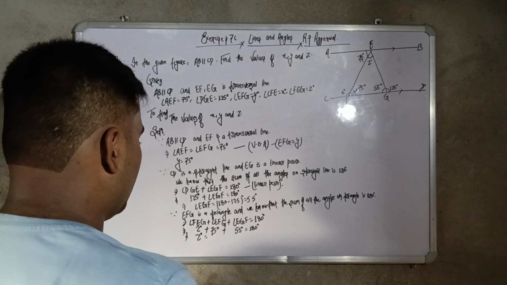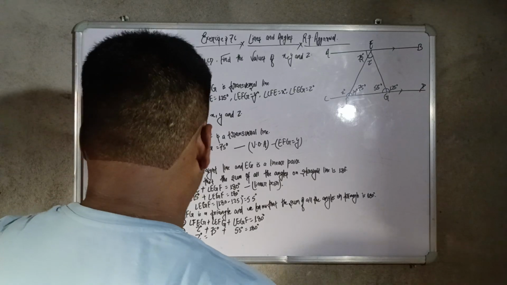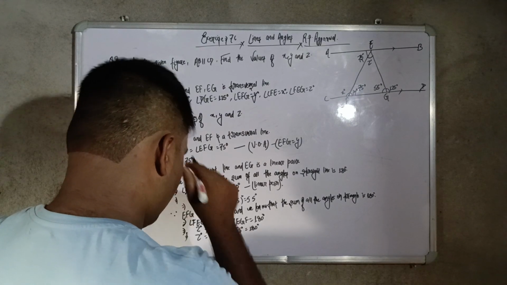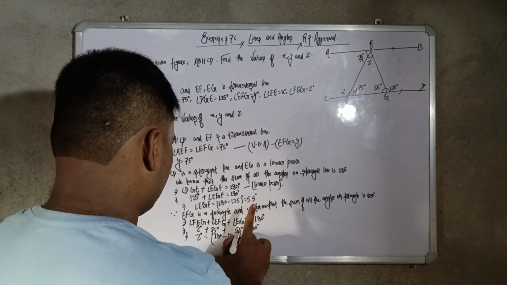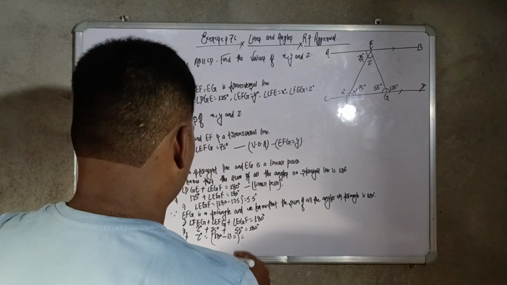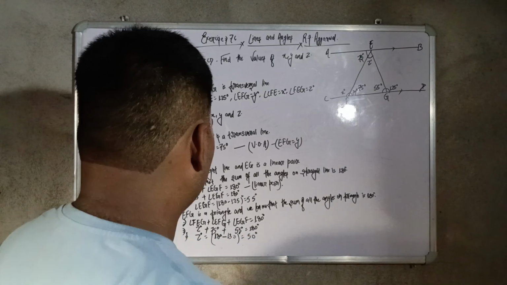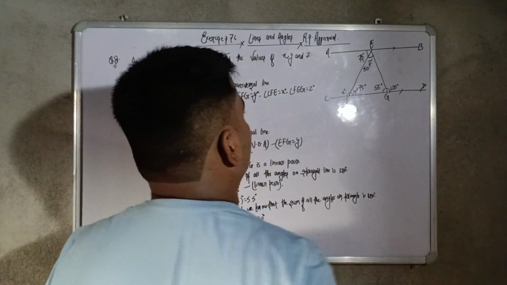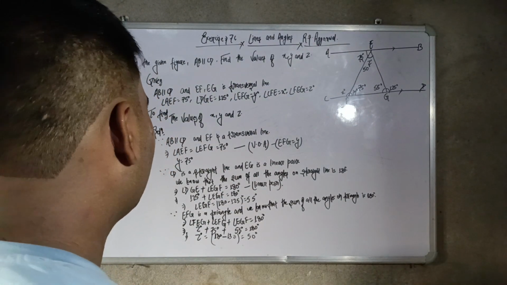Now z equals 180 minus 130, because we sum up these two and move it to the other side, changing the sign. 5 and 5 is 10, 1 and 7 is 8, so 75 plus 55 gives 130 degrees. Now we subtract, and we get the answer: the value of z is 50 degrees. Now we have to find the value of x.